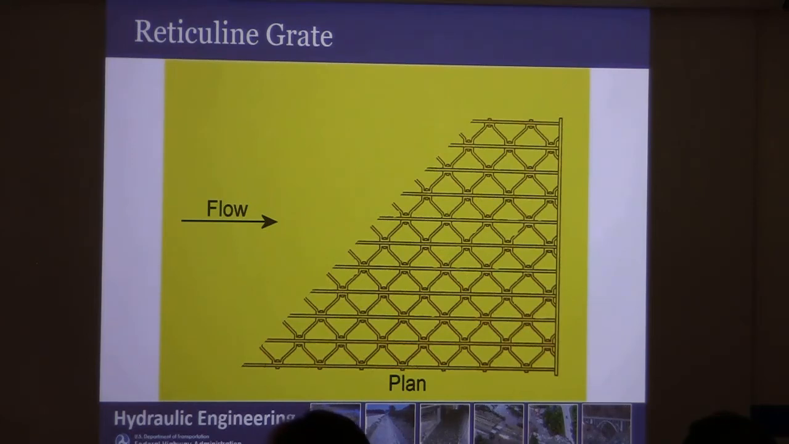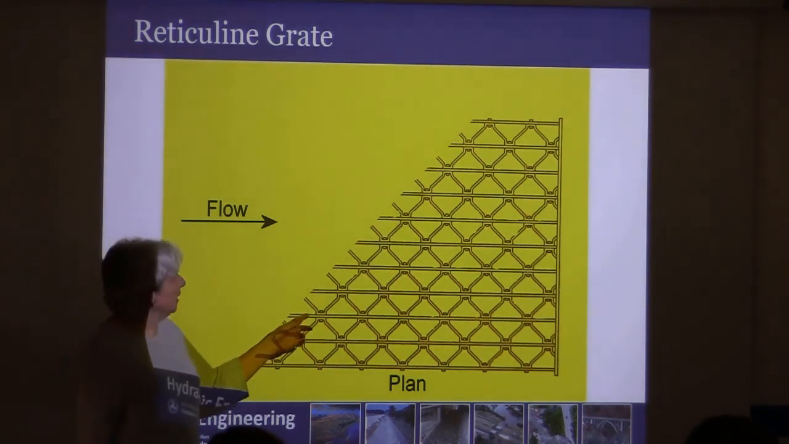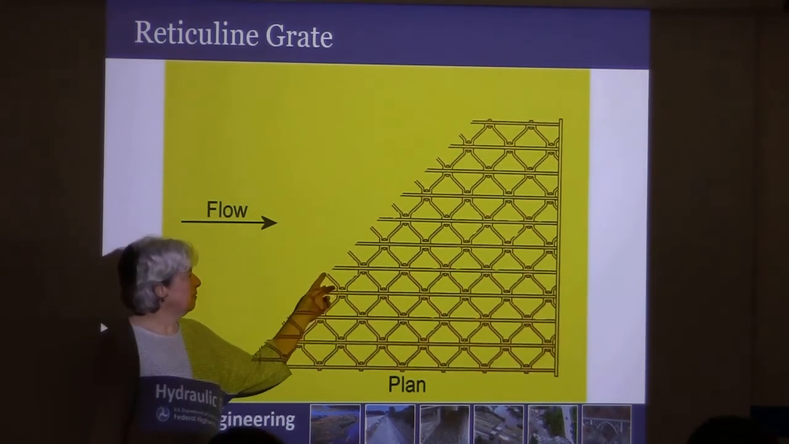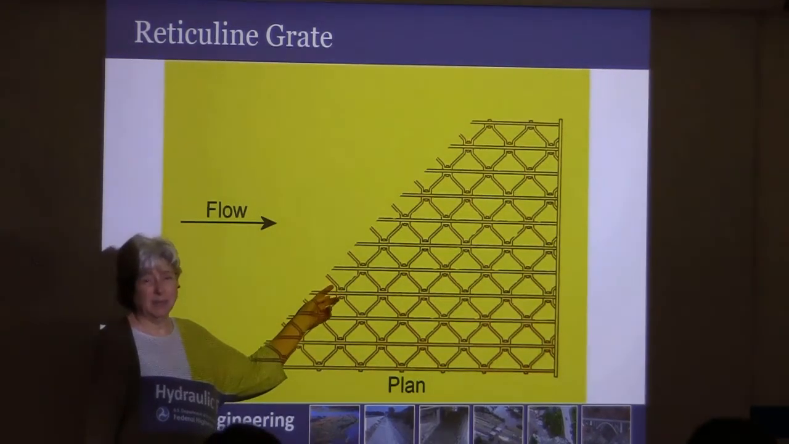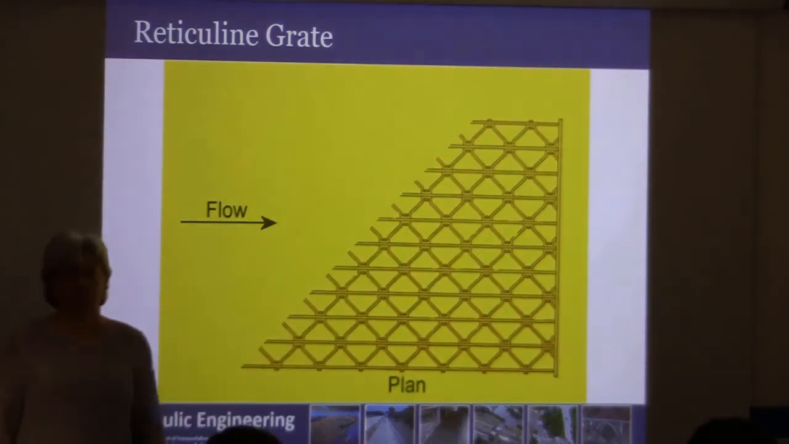Then we have the reticulate grate. It can also be called a honeycomb. They're not that wonderful. Do you have any ideas why? They're not strong enough? Looks like they collect debris a lot. Collect debris, yeah. They can collect a lot of debris, and because this is almost, it's not really perpendicular, but it's getting there, they're not that efficient.